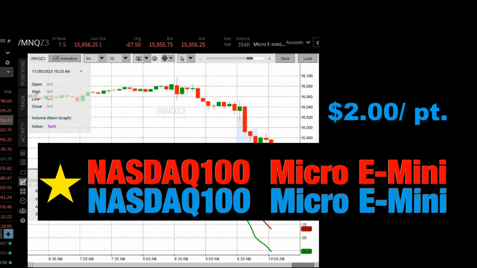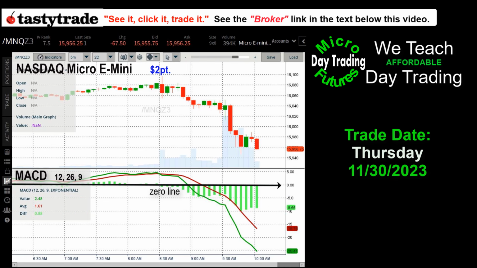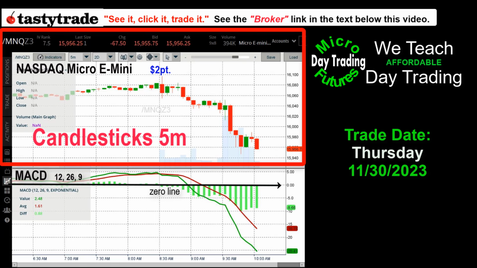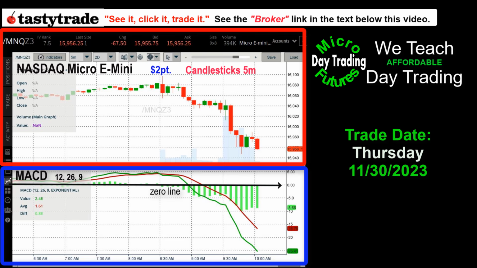Featured trade today is the Micro Emini, the NASDAQ100 Micro. It trades at a convenient $2 a point. In the top half of the screen, the red rectangle, is the 5-minute candlesticks, and the bottom, the MACD, our trade signal indicator with default settings.